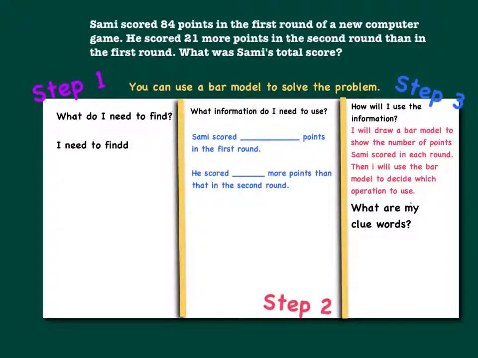Well, here's our problem. Sammy scored 84 points in the first round of a new computer game. He scored 21 more points in the second round than in the first round. What was Sammy's total score?